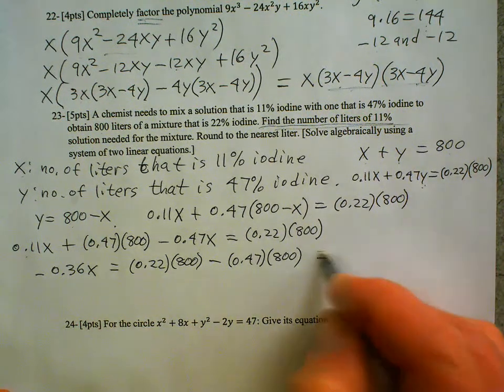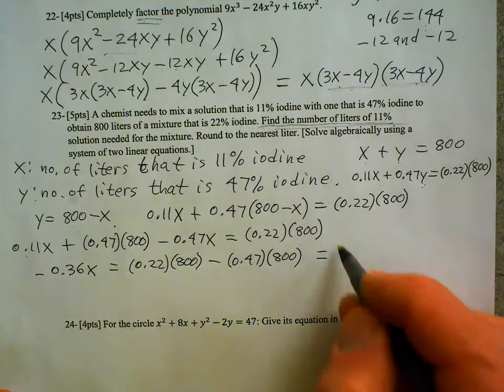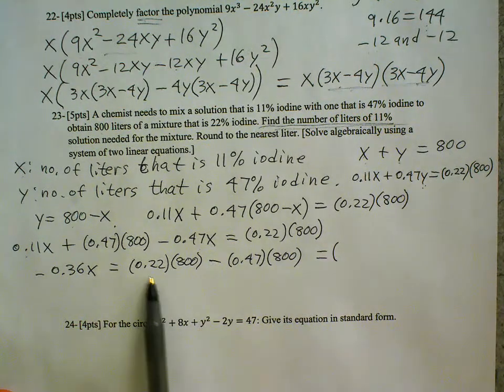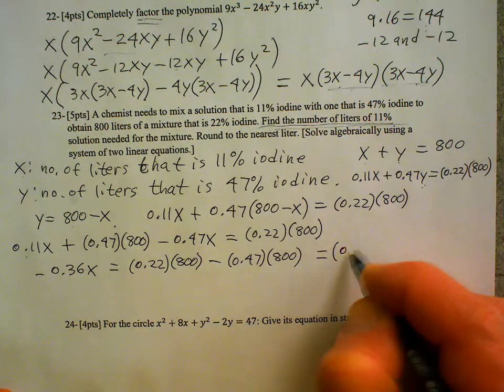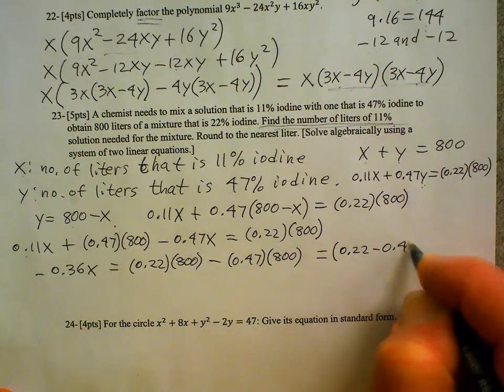Notice that we can factor out 800. We can factor 800 out, and then, well, I'll do it in a couple of steps. So factor 800 out, we have 0.22 minus 0.47 times 800.